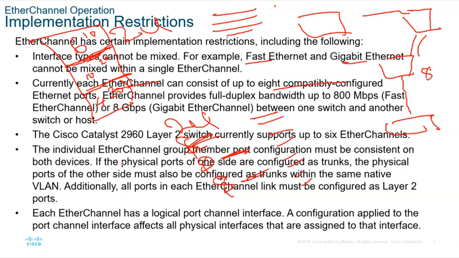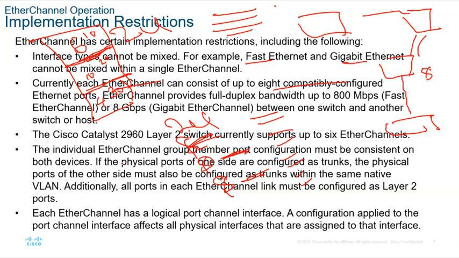Additional ports on each channel must be configured as layer 2 ports. So if you are to deal with those Ether channels, make sure that those ports are configured as layer 2, because there are scenarios where you will be dealing with layer 3. A layer 3 port can actually function as a layer 2 port at the same time as layer 3. Once you convert it to layer 3, it will automatically request you to put the IP address, but for layer 2, we don't need the IP address.